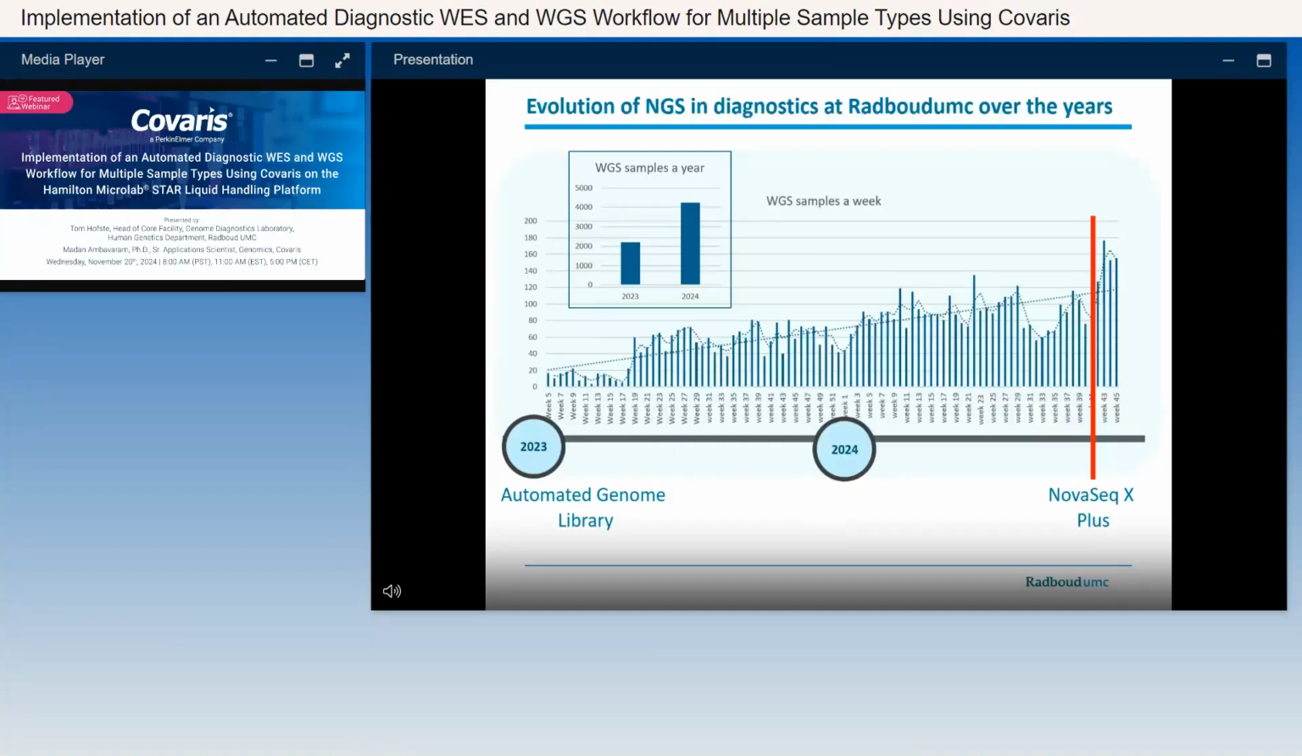Okay, this was the exomes. Now I want to move to the whole genomes, because we started in 2022 with the genomes, but in 2023 we started with the automated library prep. In this year we ran a little bit more than 2,000 genomes, and in 2024 we are around 5,000 genomes at the moment. You see an increase in this graph, and then the big red line is the implementation of the NovaSeq X Plus exactly 1 month ago.